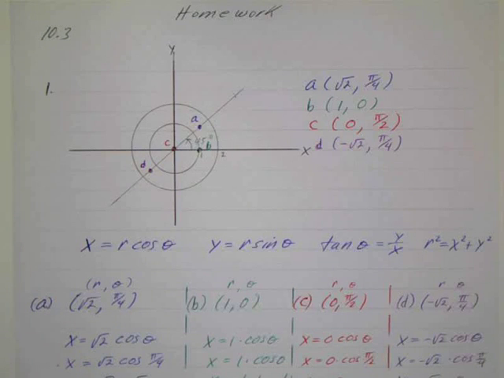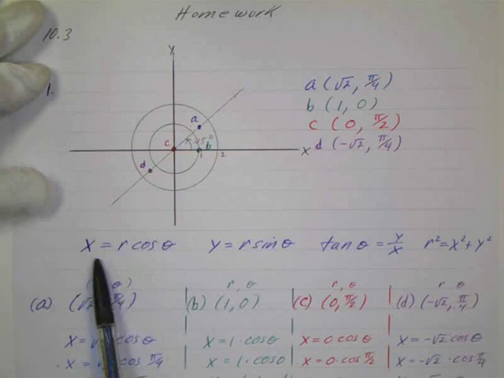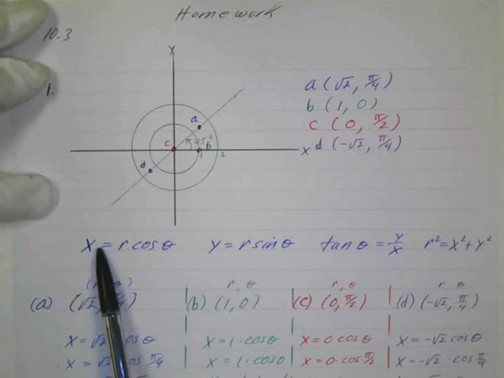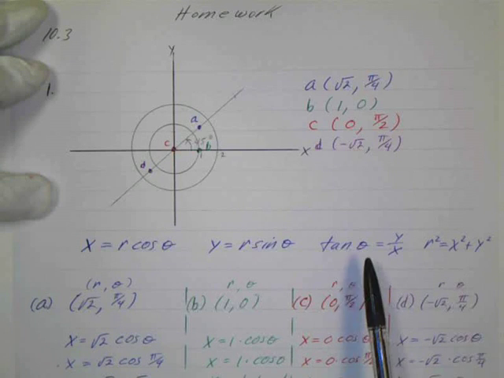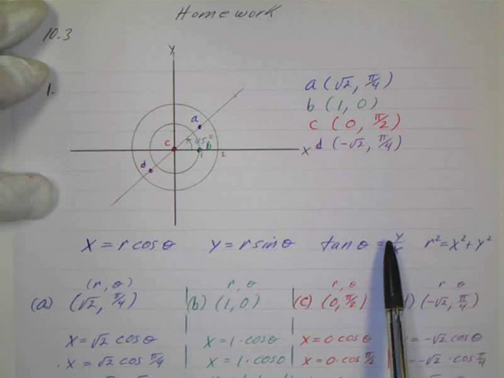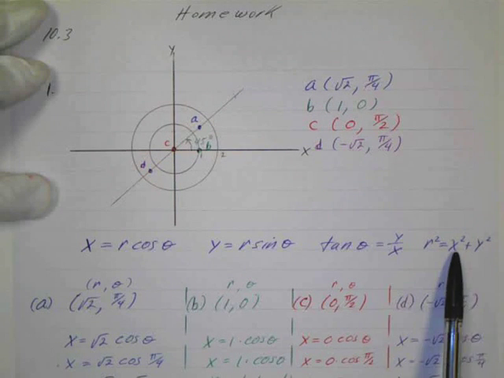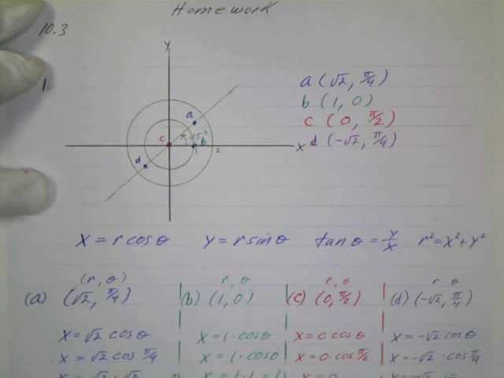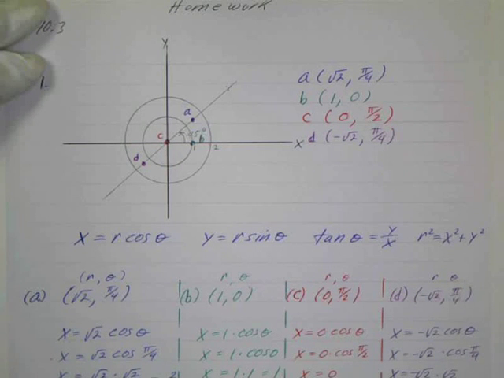And then they wanted you to find, with the given polar coordinates, the corresponding rectangular coordinates. So we have to use these conversions. x equals r cosine of theta, y equals r sine of theta, tangent of theta equals y over x, and r squared equals x squared plus y squared. So these are our conversions for polar to rectangular.